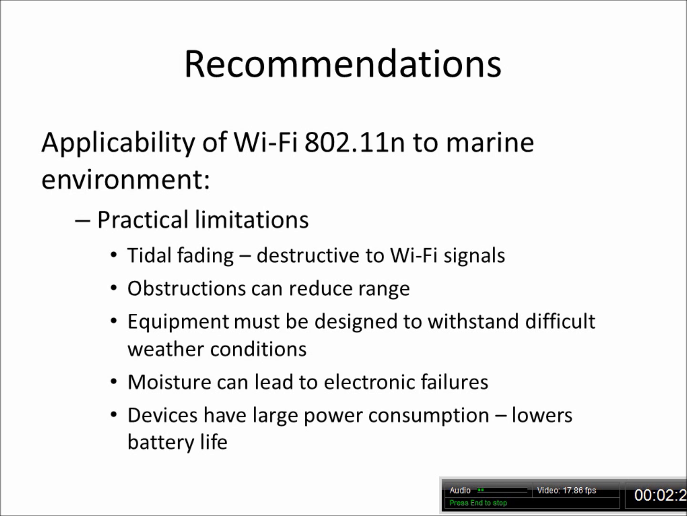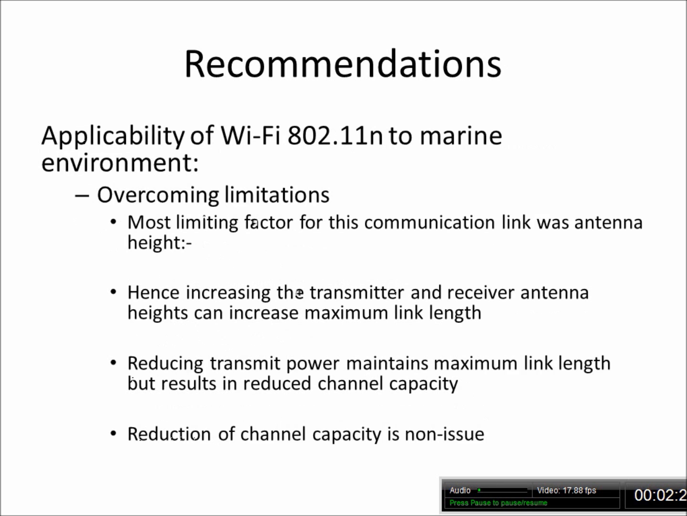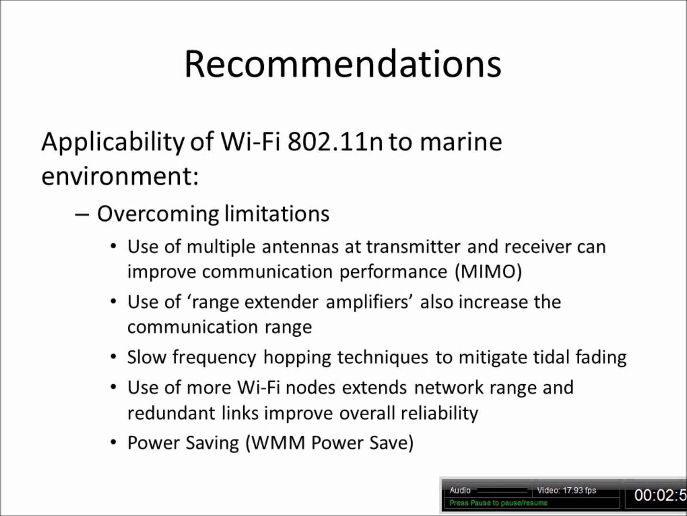Increasing transmitter and receiver heights can increase maximum link length, as the most limiting factor was antenna height. In addition, once it is ensured that the minimum SNR and receiver sensitivity are not exceeded, transmit power can be reduced whilst maintaining the same maximum link length. This will result in a reduced channel capacity, but since the channel capacity at maximum link length was much more than that required for the application, a reduction of this parameter is a non-issue. Other techniques, as illustrated here, can also be used to overcome the various limitations.